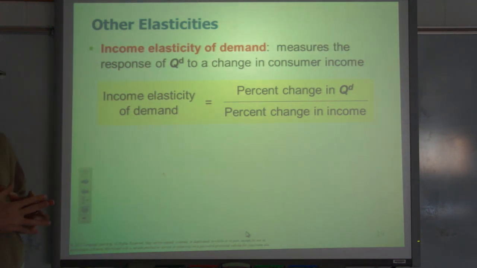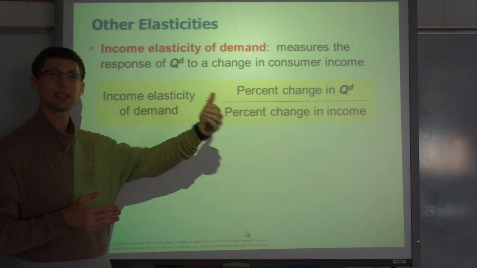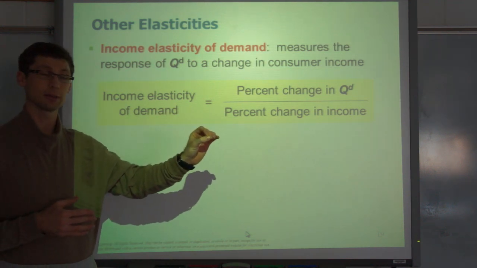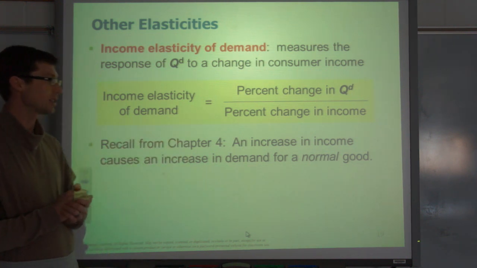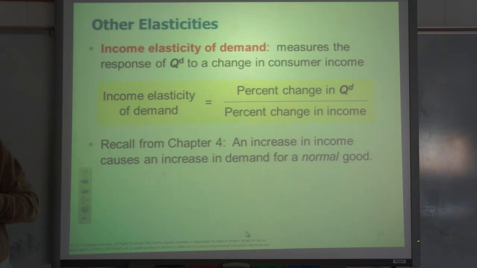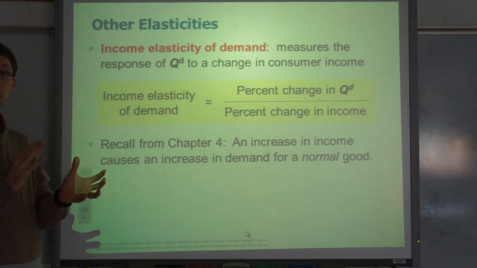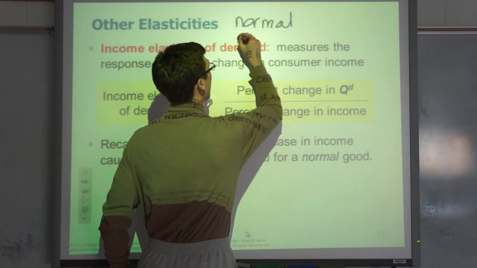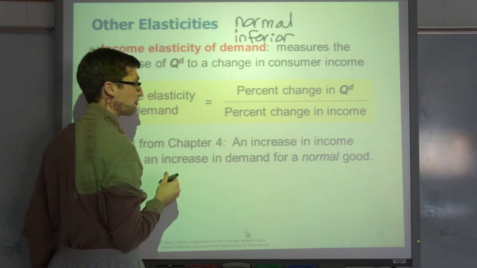So let's say you get a raise of 5%. You have a 5% increase in income. What then is going to happen to the percent change in your consumption of a particular product? That's what we're studying here with income elasticity. So it says, recall from chapter 4, an increase in income causes an increase in the demand for what we'll call normal goods. So what we are actually going to do here with income elasticity is be able to categorize goods that are normal and inferior. These are our two categories of goods.